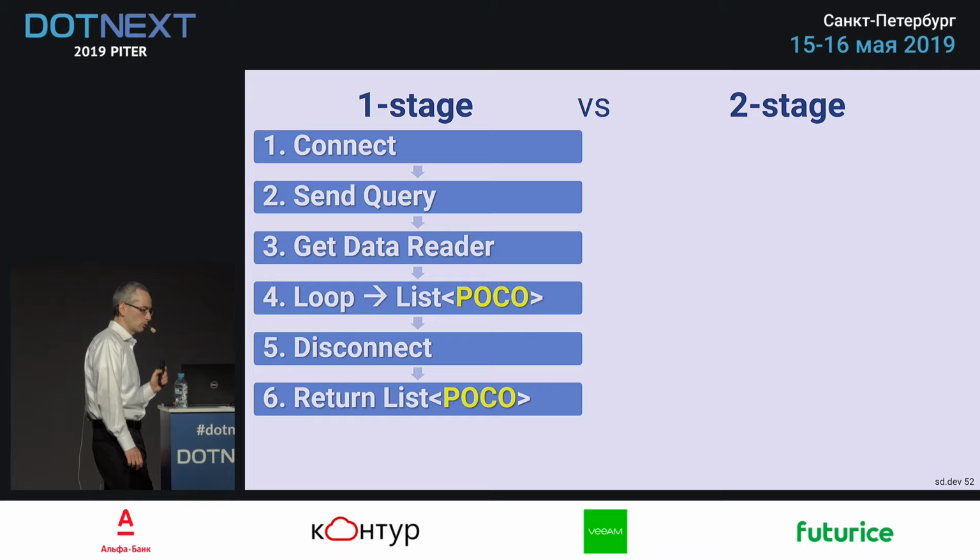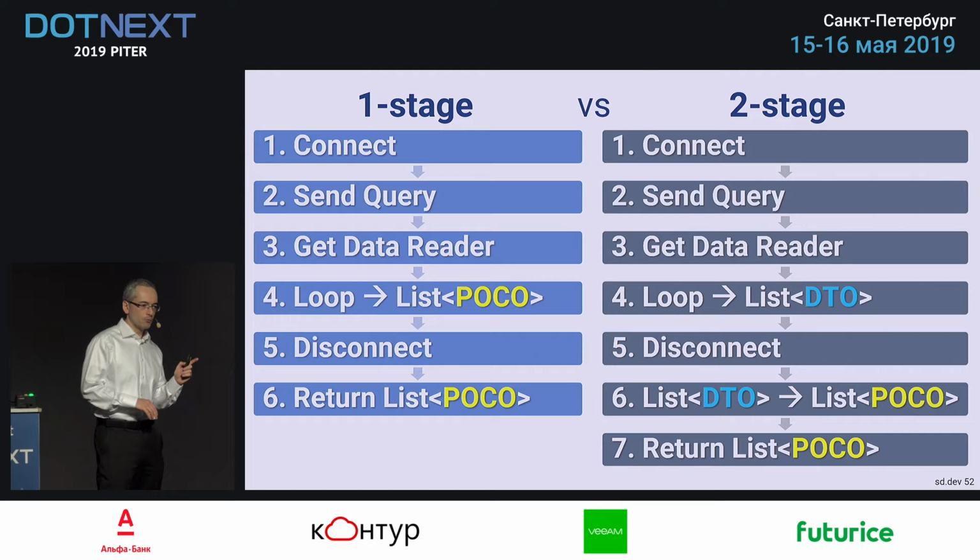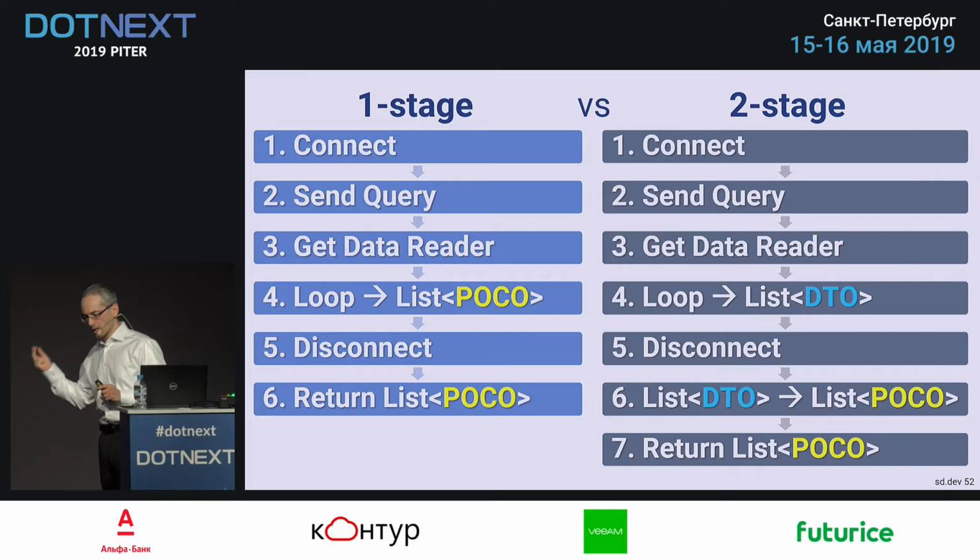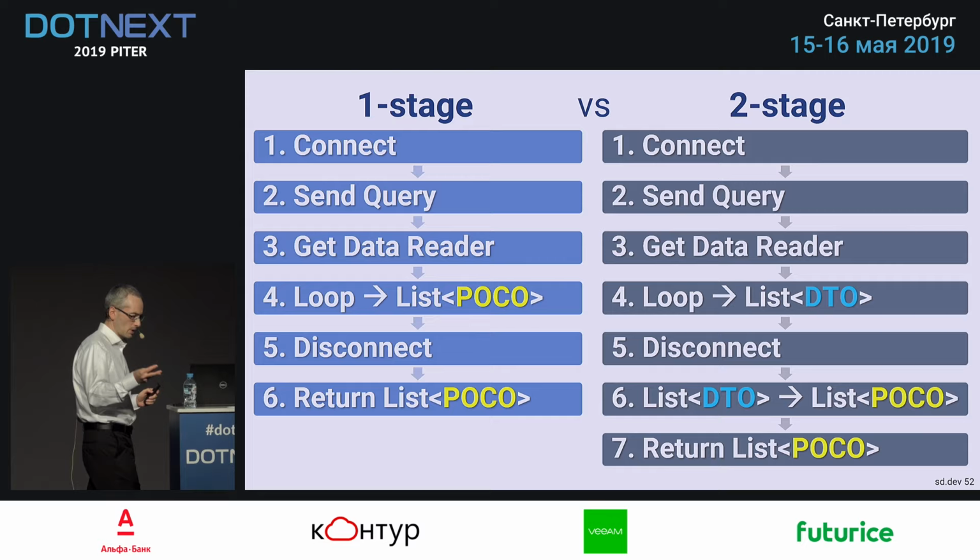So again, on the left, you see the one stage that we've just discussed. You should be familiar with that one. And for a two-stage approach, there is one extra step. So again, we connect, we send the query, we get the data reader. Step four, we create a list of DTOs rather than POCO, so it's very similar to a half stage. Step five, we disconnect. Step six is something weird.